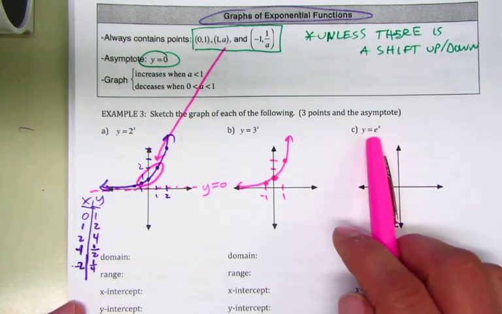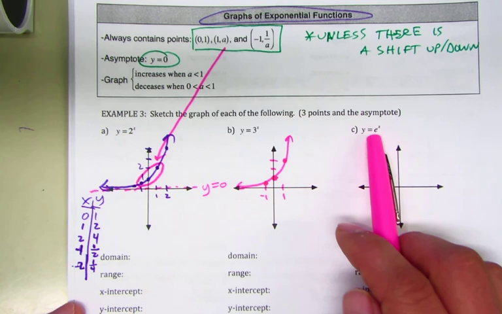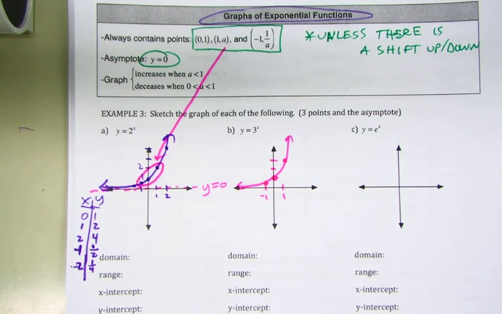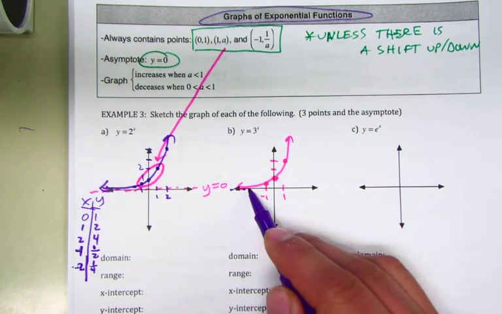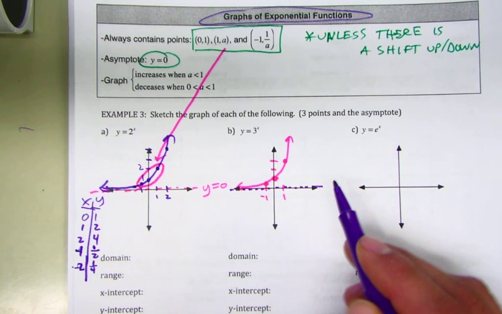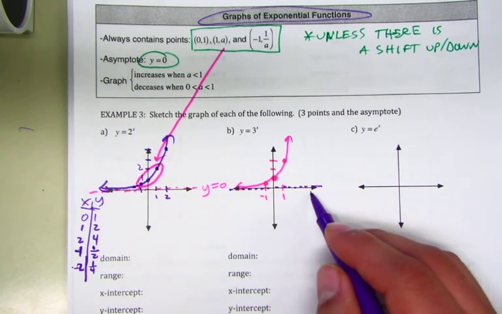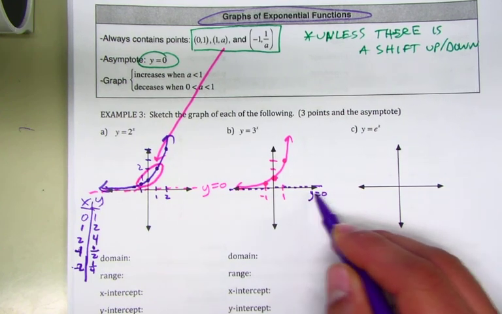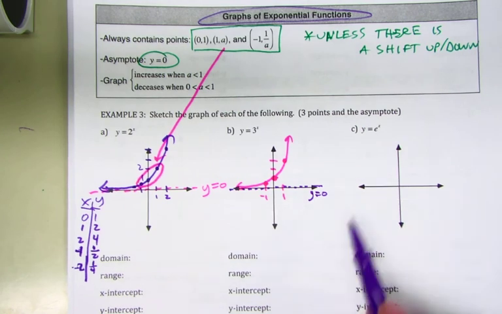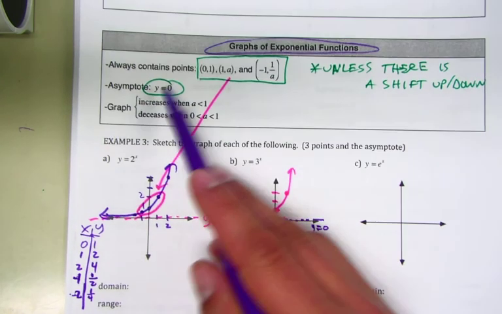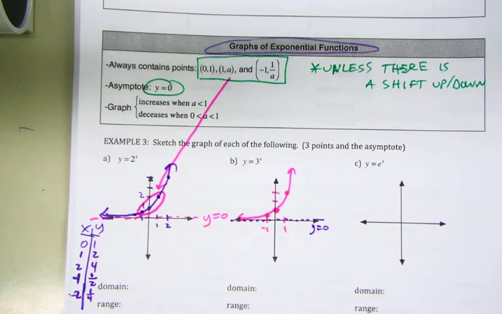Go ahead and get a sketch for this real quick. If you want to use a calculator to get those 3 points, do it. Oh, I forgot my asymptote here. Is the asymptote always going to be y equals 0? Yes, unless there's a shift up or down. If everything shifts up, the asymptote will shift up with it.